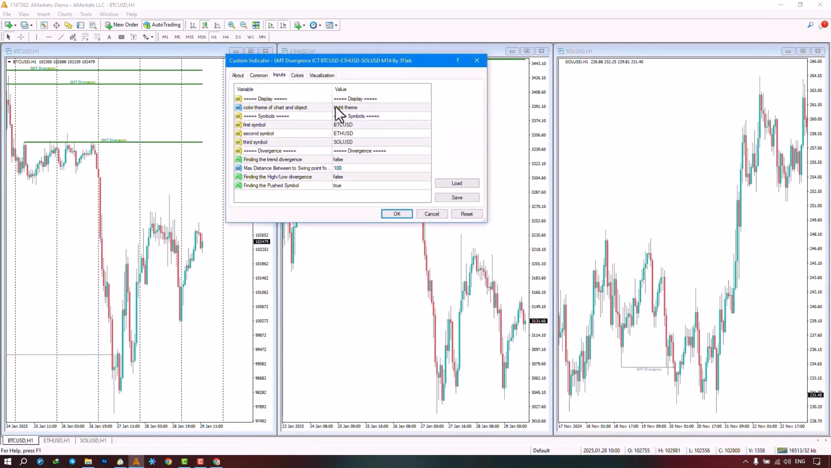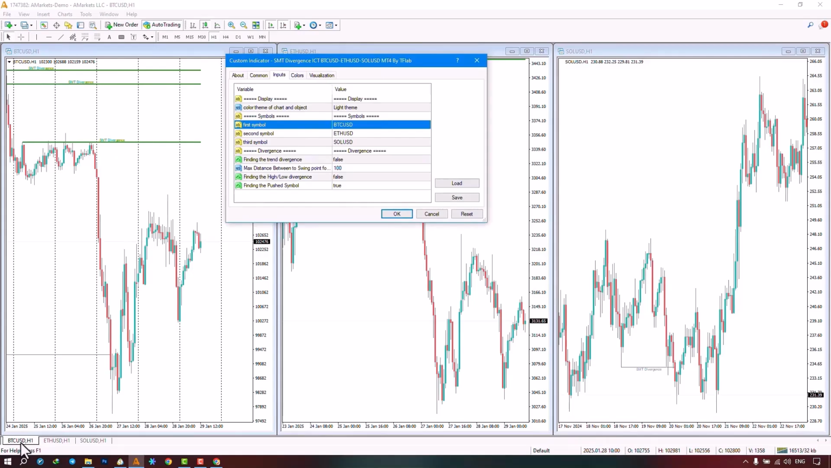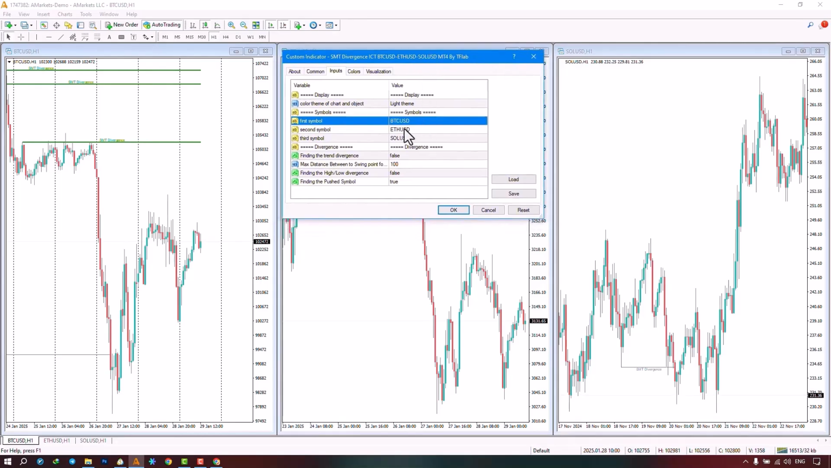In the input section, the first option and our first symbol is BTC/USD, which here is also our first symbol. When running the indicator on the chart, you must be on the BTC/USD symbol and then run the indicator, which is followed in the next section by our second symbol and in the next section by our third symbol.